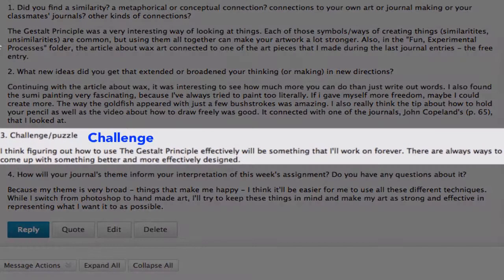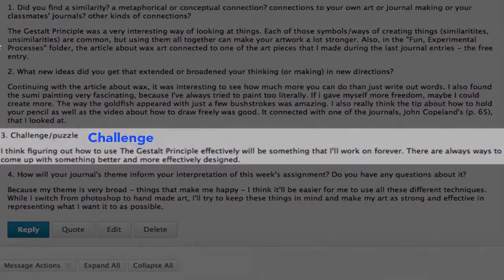And then for Challenge or Puzzle, that would be like, what's a challenge that was raised for them by this research? And they went back to their connection here. They thought that figuring out how to use the Gestalt principle effectively will be something that I'll work on forever. And so they took that challenge to be something beyond this particular assignment, but something that they are going to work on as an artist or designer.